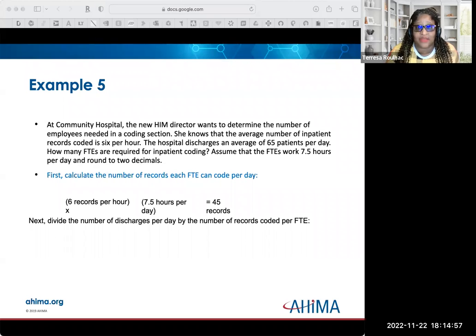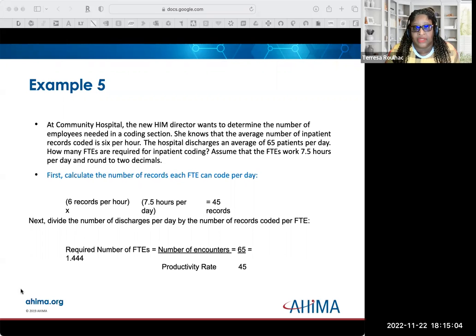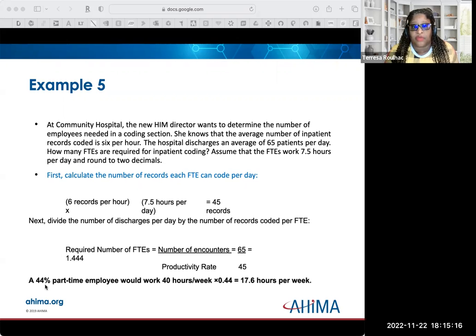Next, we divide the number of discharges per day by the number of records coded per FTE. Here we have the number of encounters divided by the productivity rate. So you have 65 over 45, giving us 1.44. A 0.44 part-time employee would work 40 hours a week times 0.44, meaning for that part-time employee, we only need them for 17.6 hours per week. Okay.